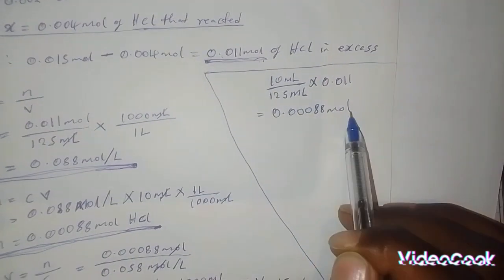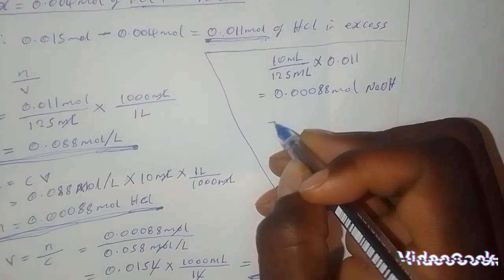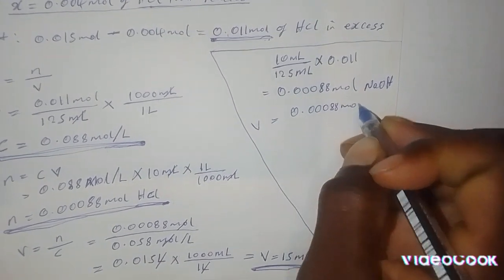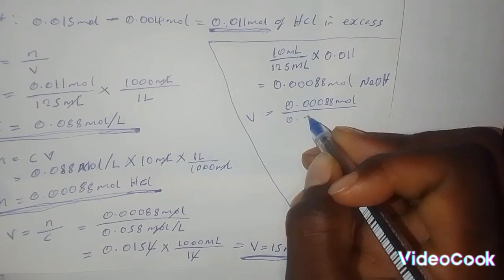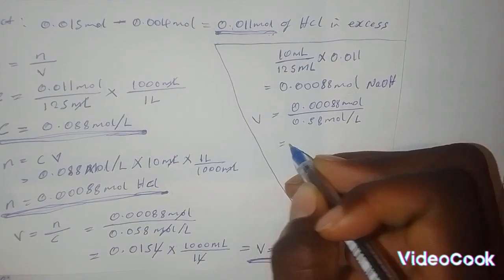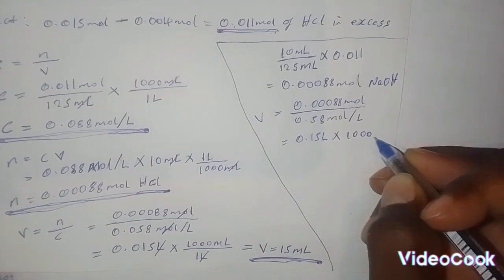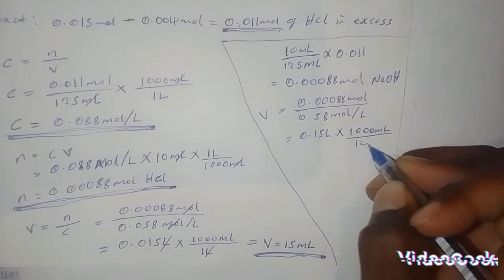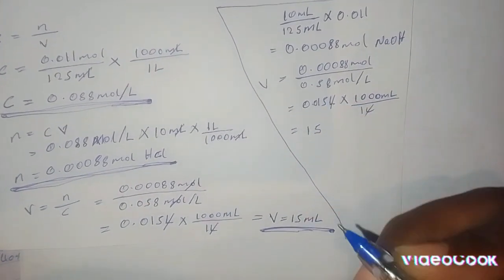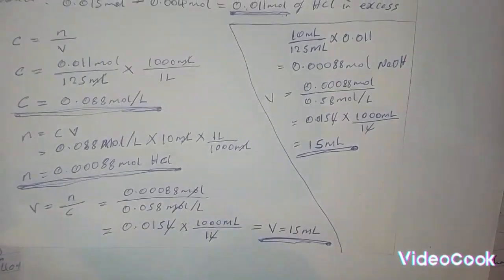Then we know the mole ratio is 1 to 1, which means this is the same number of moles for sodium hydroxide. Then we go ahead and bring it here by saying volume is equal to 0.00088 mole divided by 0.058 mole per liter, which gives you 0.015 liters, being multiplied by the conversion factor to convert it to mils. Now this here and this will go. So we are going to have your 15 mils here. This is the end.